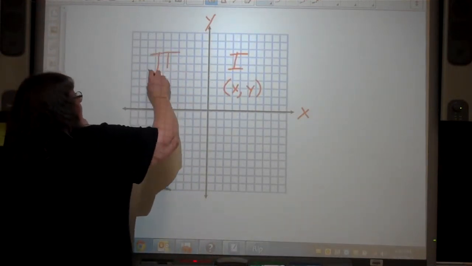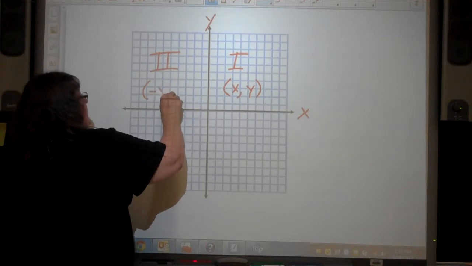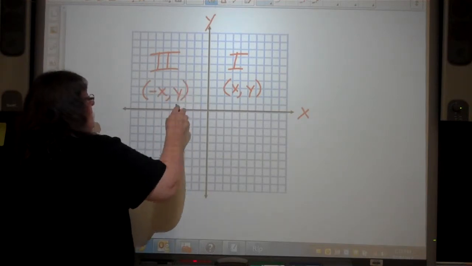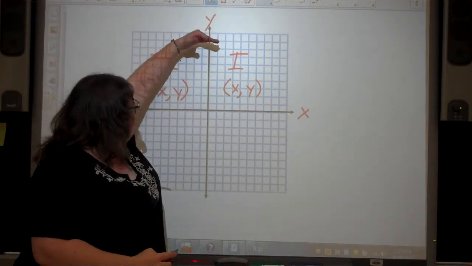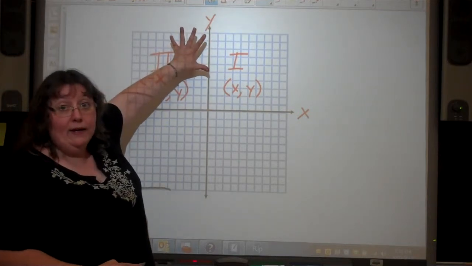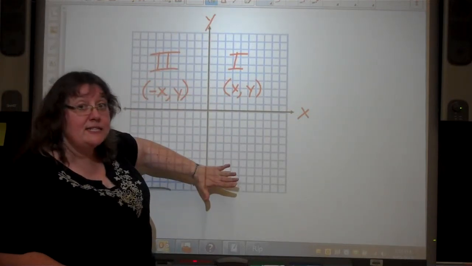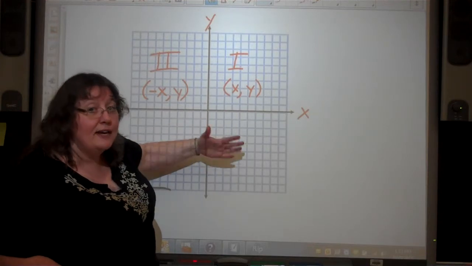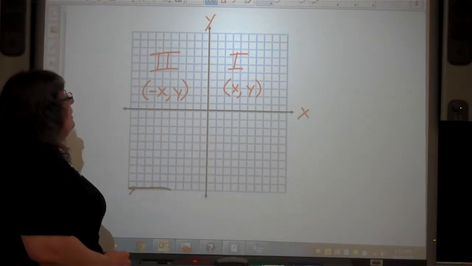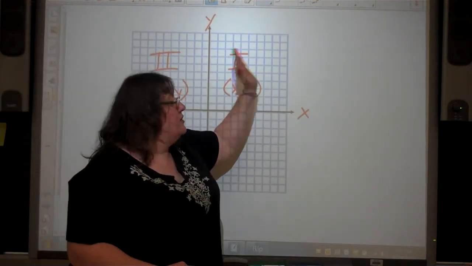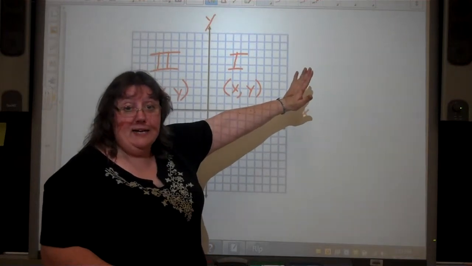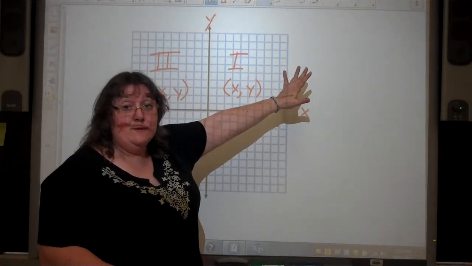Quadrant 2. Here, your x is negative and your y is positive, okay? Anything above the x-axis, it's positive for the y. Anything below the x-axis is negative for y, okay? Anything to the left or to the right of the x-axis or y-axis is positive.